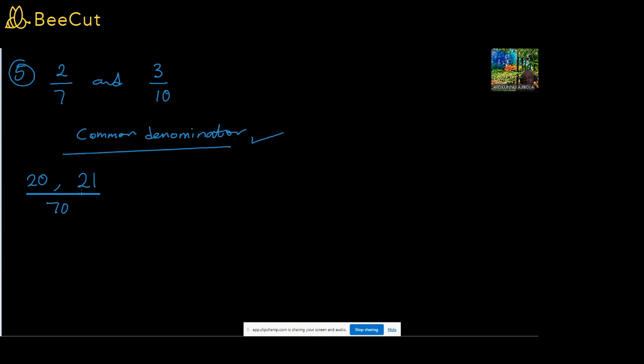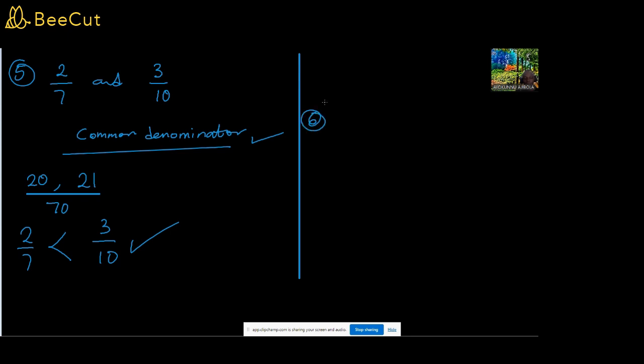So which one is the biggest here now? 20 or 21? 21. Good. That means the biggest fraction is the 3 over 10. So we can say 2 over 7 is less than 3 over 10. Is that clear to you? Good.